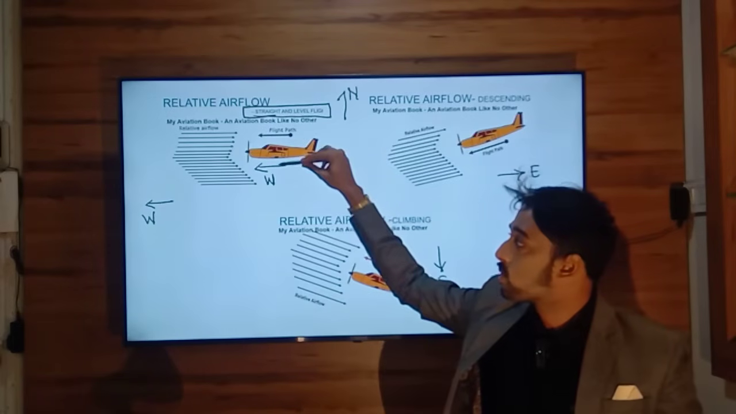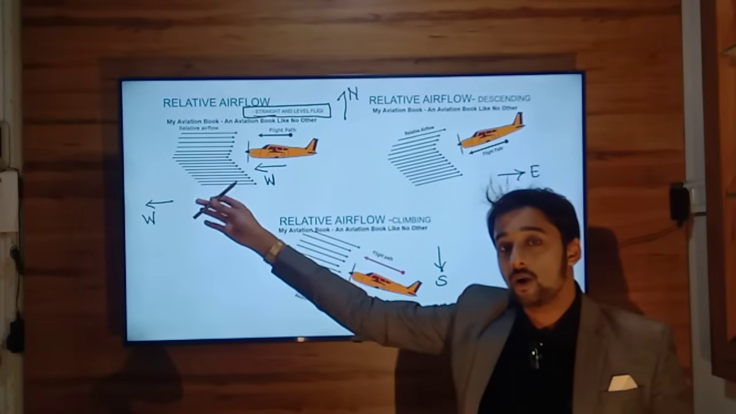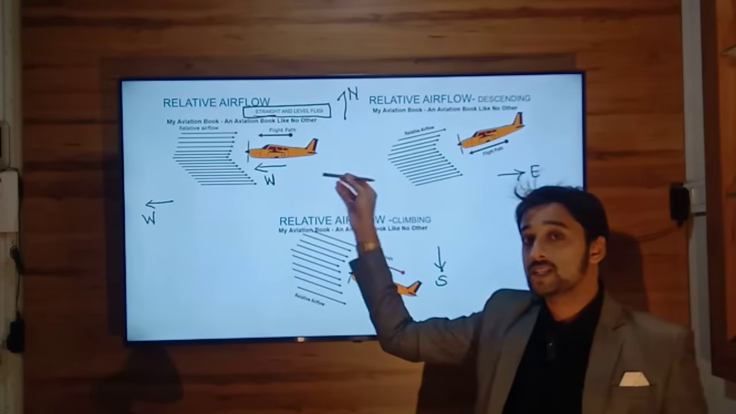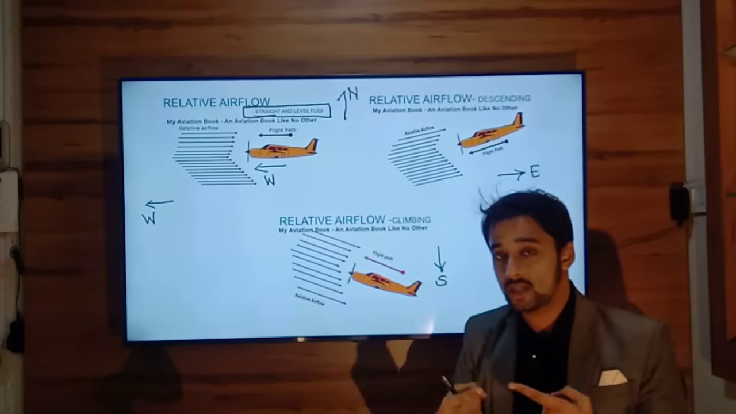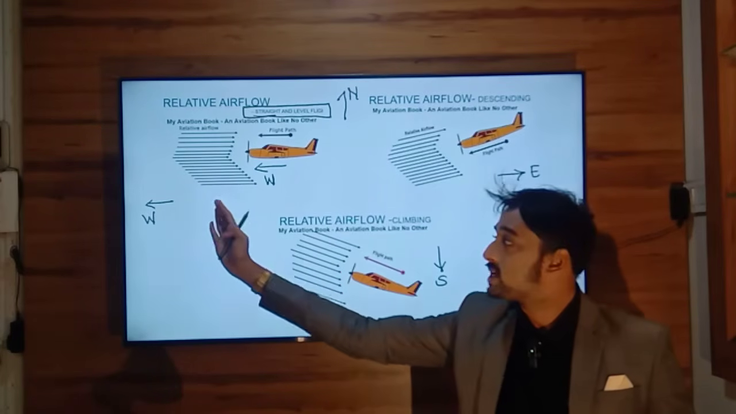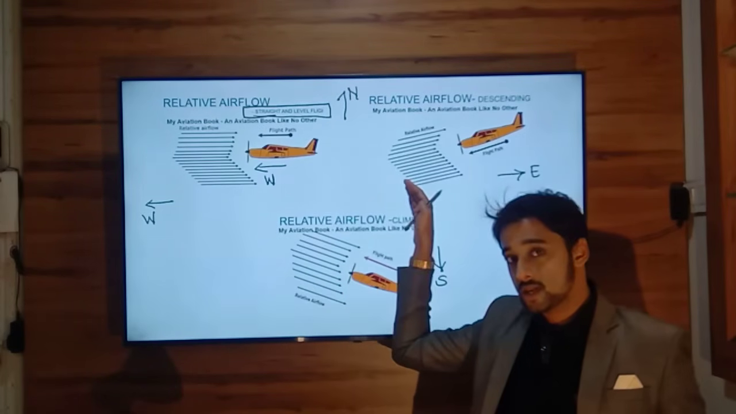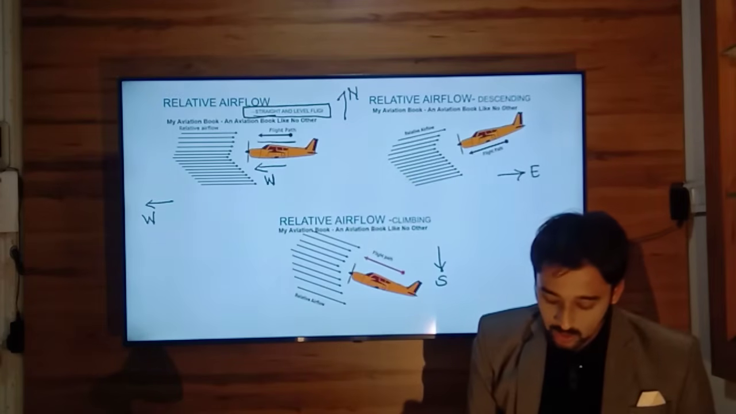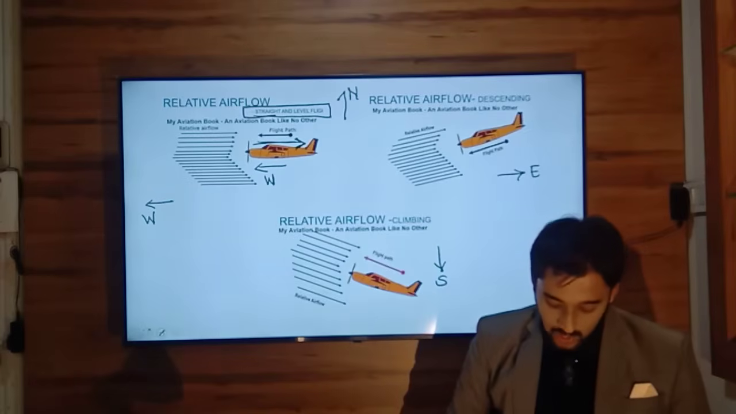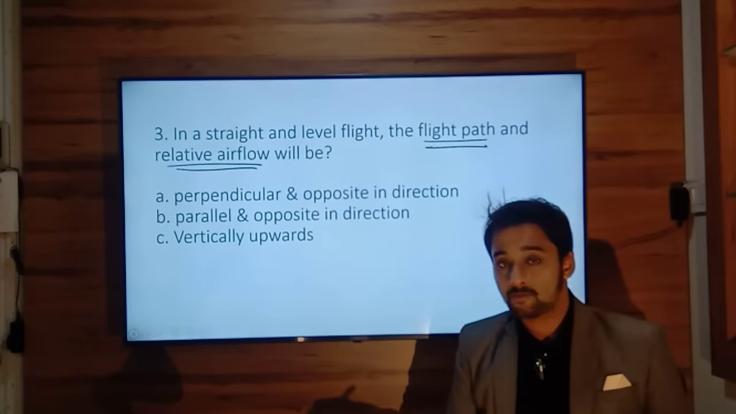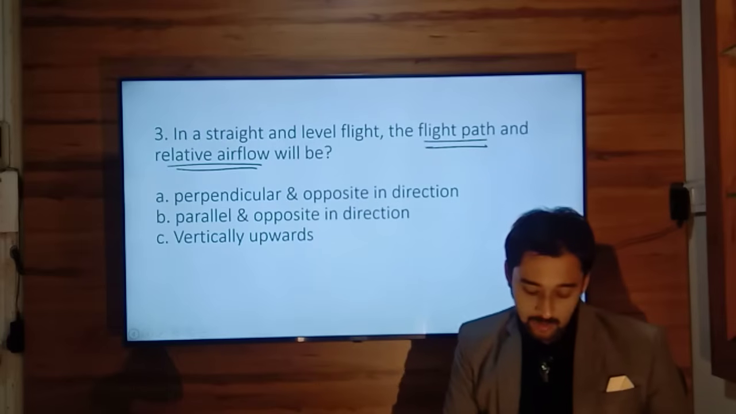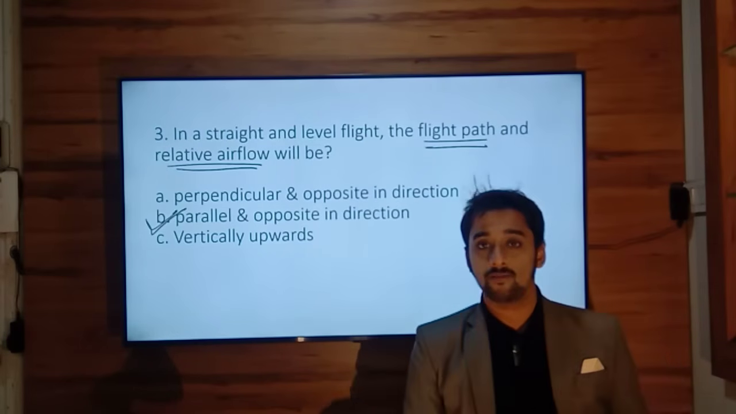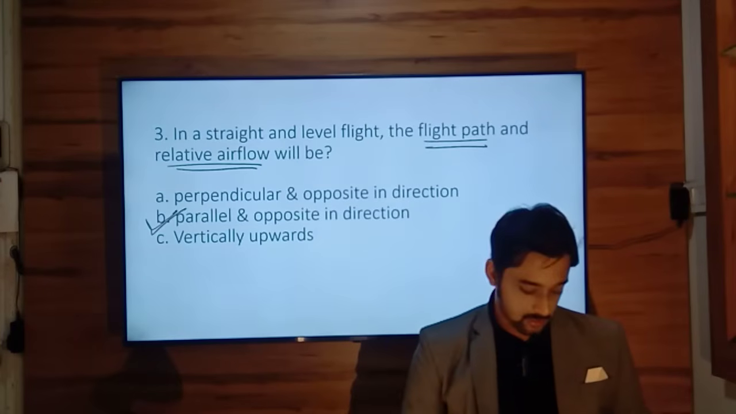So if your aircraft is going westerly, the wind or relative airflow will come from the west and go towards the east. So the aircraft is going towards west, and this airflow is going towards east, opposite in direction, and the airflow is parallel to your flight path. Therefore, the answer to this question will be: the flight path and your relative airflow will be parallel and opposite in direction.